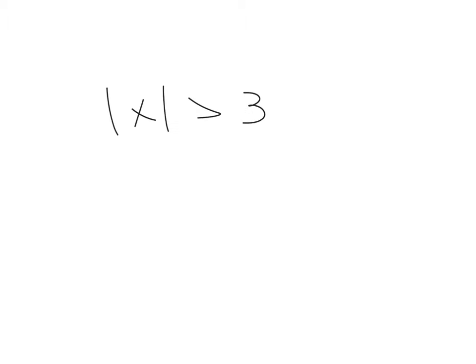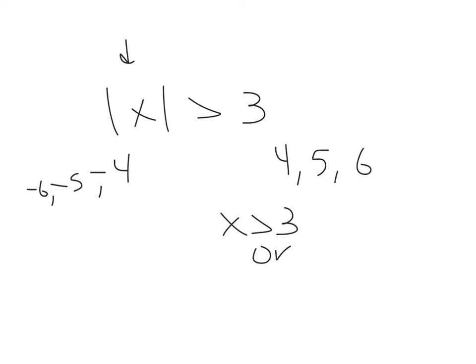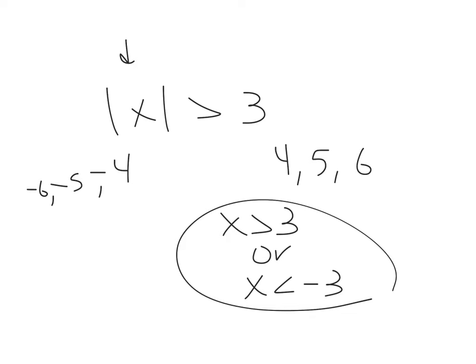Let's look at a greater than and see what happens with that. Think about things that would work in there. For example, 4 would work, 5 would work. If you put them in here, they would all be bigger than 3. Also, if I put a -4, a -5, a -6, they would also work because absolute value would make them positive. So things that are bigger than 3 or things that are less than -3 are working. So when it was a less than, it was an and, it kind of came together. And when it was a greater than, it was an or.